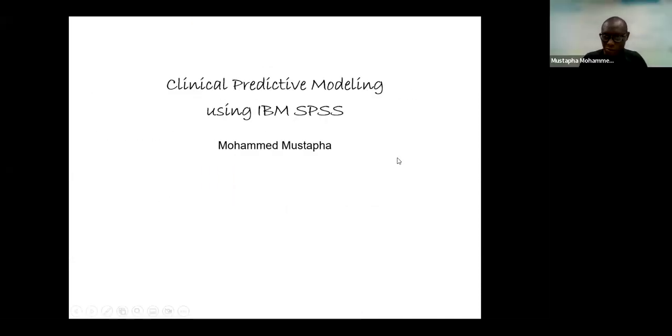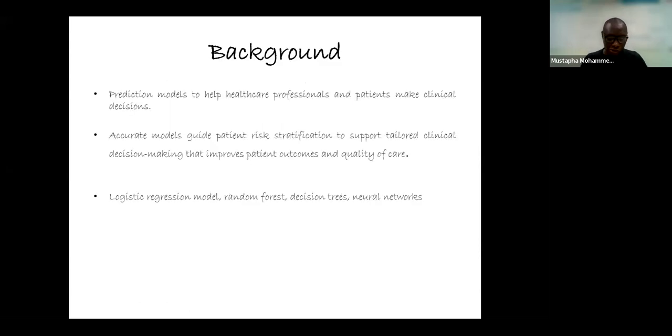So I would like to welcome each and every one of us to this important session. Today I'm going to be discussing clinical prediction models using SPSS. Just to set a background, prediction models help healthcare professionals and other stakeholders, including patients and caregivers, to make clinical decisions. Imagine you have a disease condition, for example, diabetes, where we look at how to control blood glucose. You can have socio-demographic characteristics like age and ethnicity, which could likely influence the outcome of the disease. So we want to see how these independent variables, like age, gender, and ethnicity, will influence the outcome of diabetes, for example, blood glucose control.